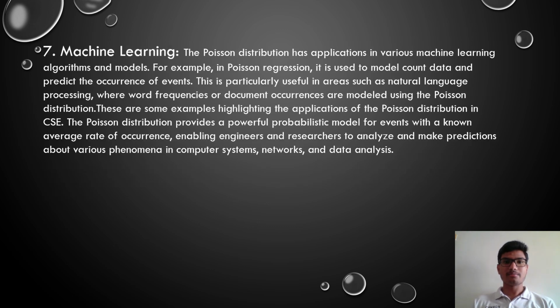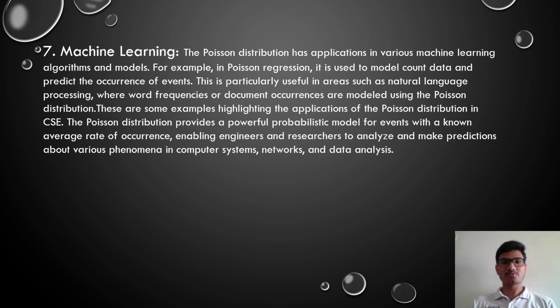Coming to the last one, machine learning. It also has an application in various machine learning algorithms and models. For example, in Poisson regression, it is used to model count data and predict the occurrences of events. This is particularly useful in areas such as natural language processing, where word frequency or document occurrences are modeled using the Poisson distribution. These are some examples highlighting the applications of the Poisson distribution in CSE.